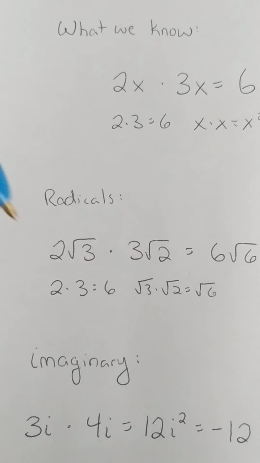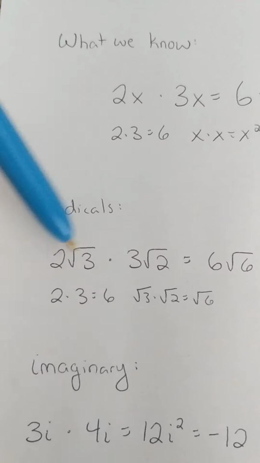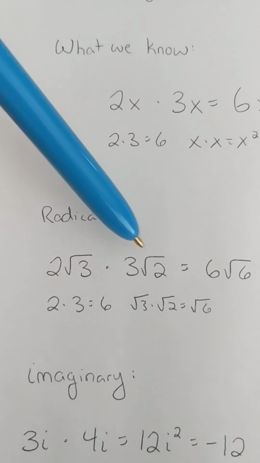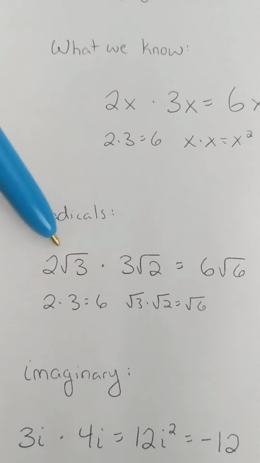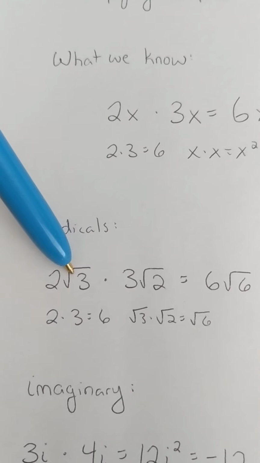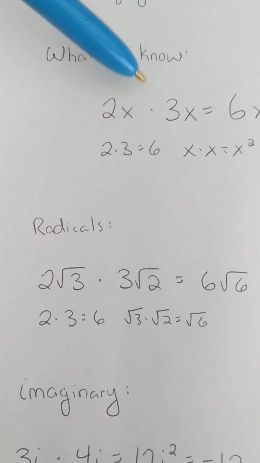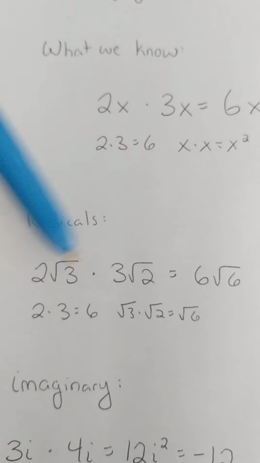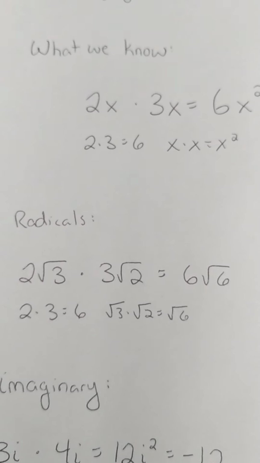Now for radicals. If I were to have 2 root 3 times 3 root 2, when I was adding and subtracting, I couldn't combine those because they're unlike terms. But much like when working with variables, we can multiply unlike terms together. And we're going to do it by following the same logic. 2 times 3 is 6. Square root of 3 times the square root of 2 is the square root of 6. So therefore, 2 root 3 times 3 root 2 is 6 root 6.